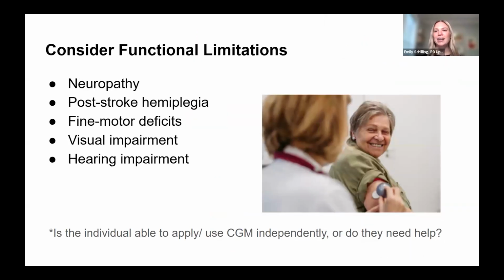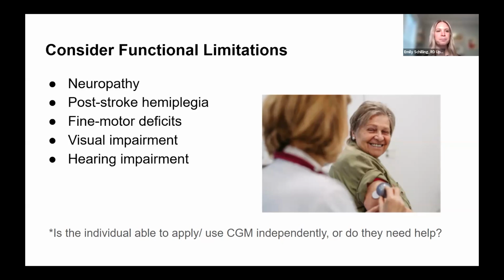Next, we want to consider if there are any functional limitations. As people age, they tend to develop different types of limitations, particularly for people who have maybe had diabetes for a long time. They might suffer from neuropathy, and this can make finger sticks painful or impair fine motor skills, that person's ability to check finger sticks or to self-apply the CGM sensor.